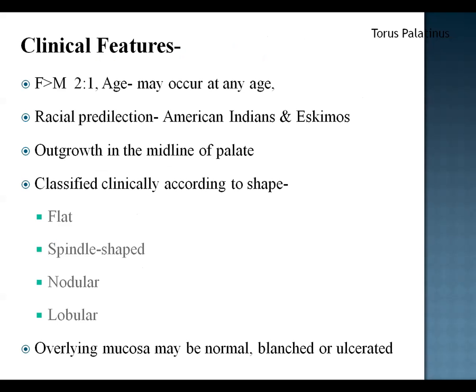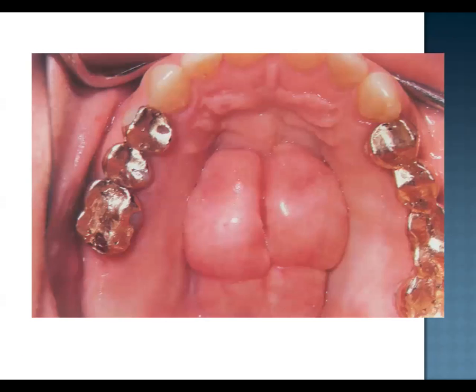Clinical features: females are affected more than males, 2 to 1. It may occur at any age. Racial predilection: American Indians. An outgrowth in the midline of the palate, the important one, that's why the name was given, torus palatinus. Classified clinically according to shape as flat, spindle, nodular, and lobular. Overlying mucosa may be normal, blanched, or ulcerated. So this is the classical picture of torus palatinus.